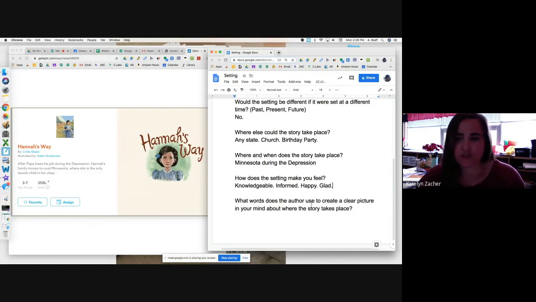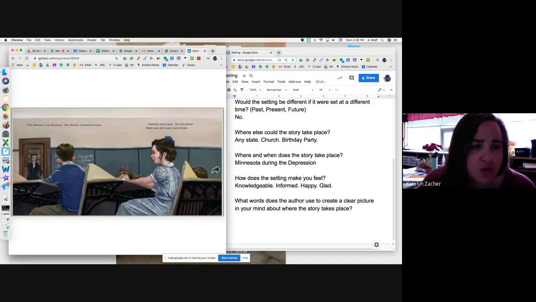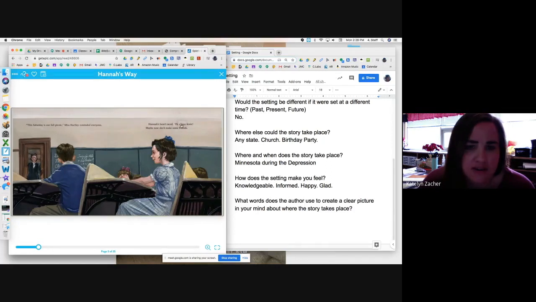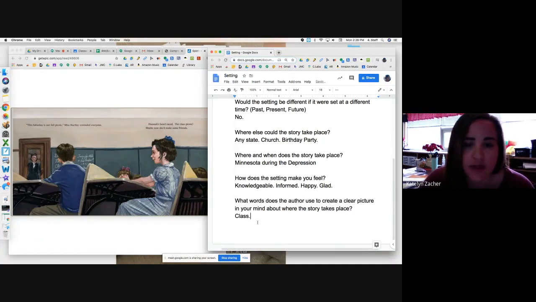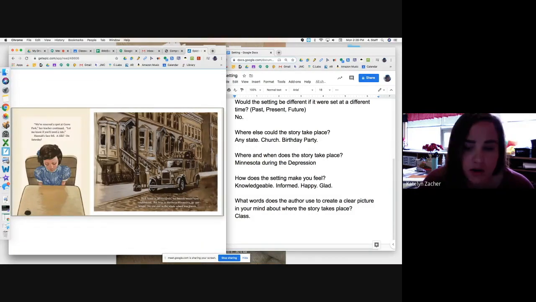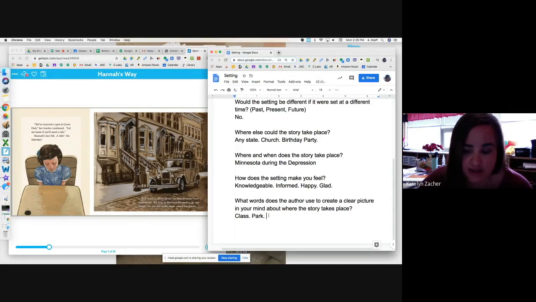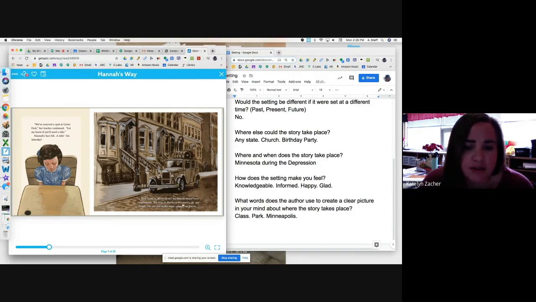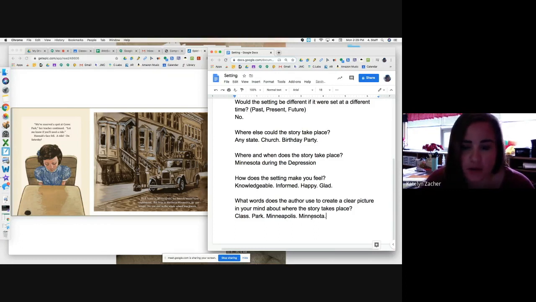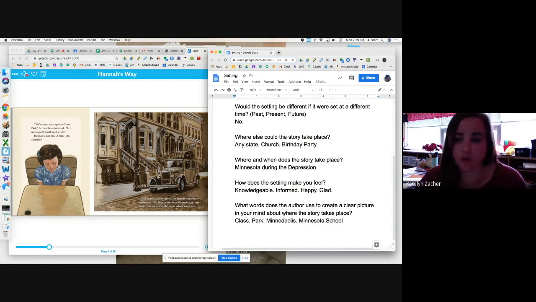What words has the author used to create a clear picture in your mind? So this is asking you guys what words are used in this story to help us describe it, okay? So just the words that maybe point it out. I'm going to say class. That helps knowing that there. Grove Park. So I'm going to write park, helps us know. Here I see the word Minneapolis. That helps us know where it takes place. I see Minnesota. I see the word school. So look, even within the first 2 pages, I see some words that help do this.